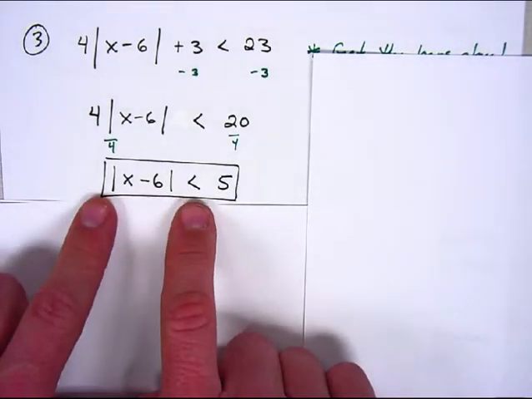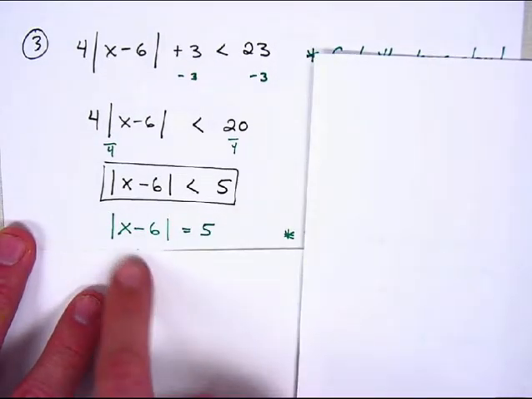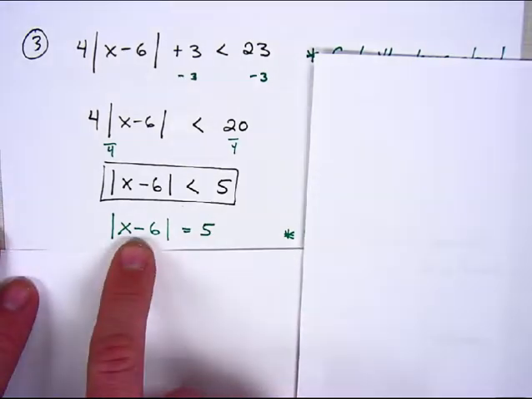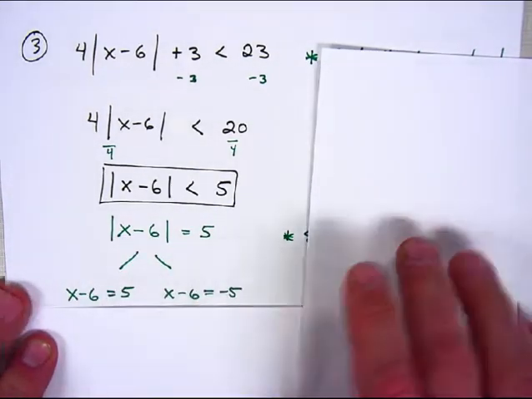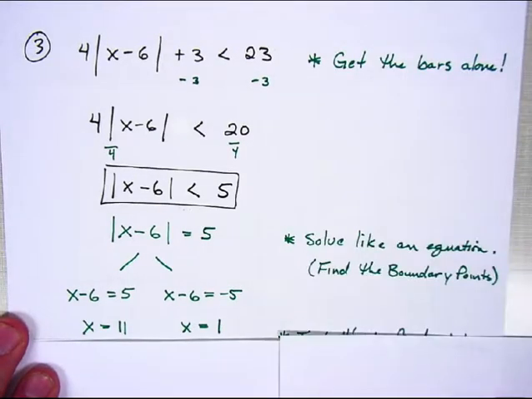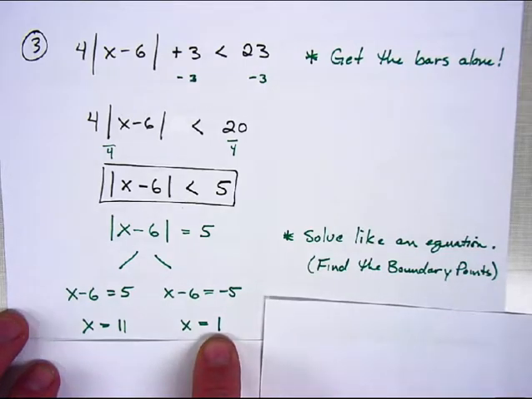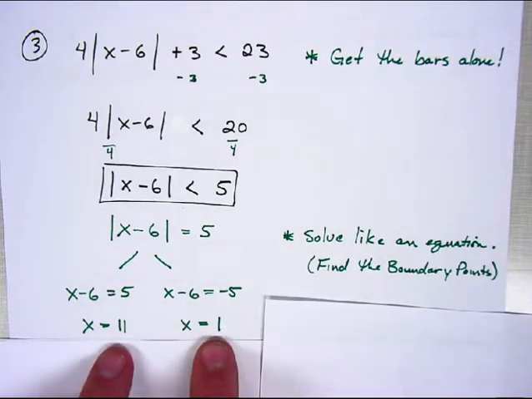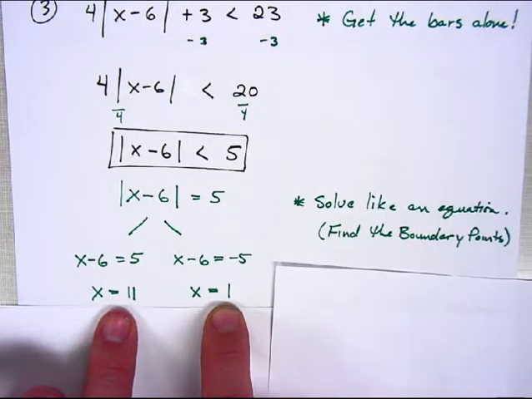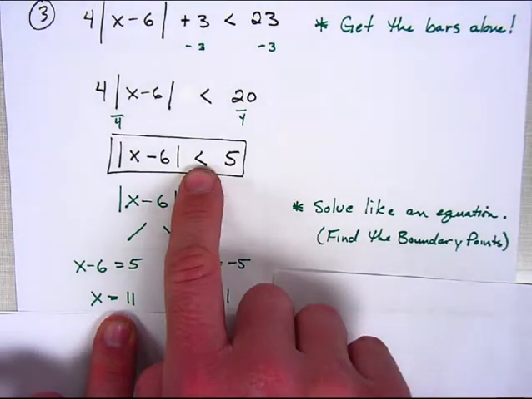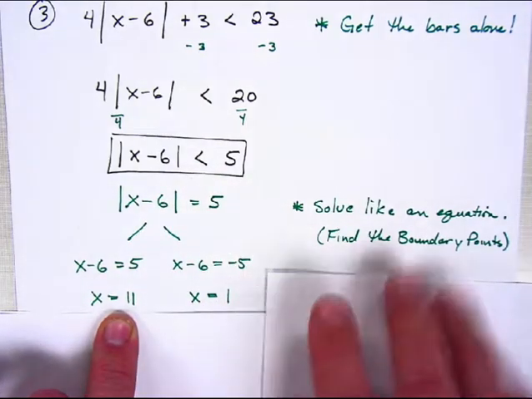Now once you got this far, let's think of it as an equation, because you can get the boundary points. When you solved these in the past, you had two answers, one where x minus 6 equals positive 5 and one where x minus 6 equals negative 5. When you solve those equations separately, you found the boundary points x equals 11 and x equals 1. Again, when I put these numbers on the number line, I have to decide, are these numbers going to be included or not included in my answer? Since I have a less than symbol, there's no equal to there, so it's not going to be included. So I want to make sure I have open circles on my answer.